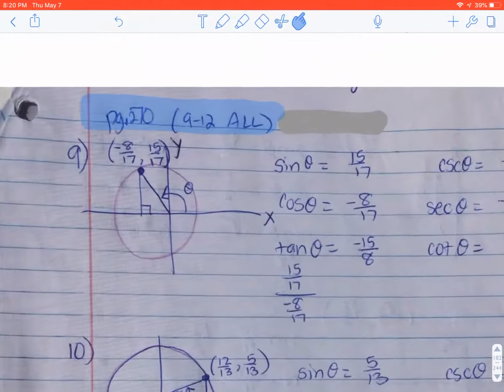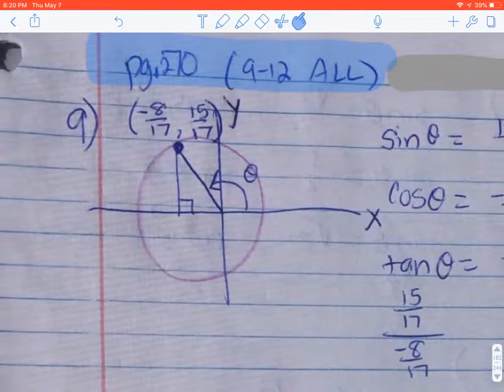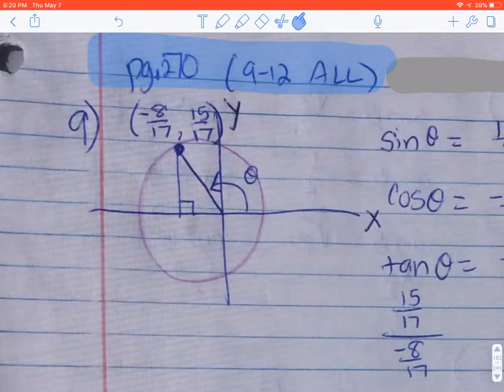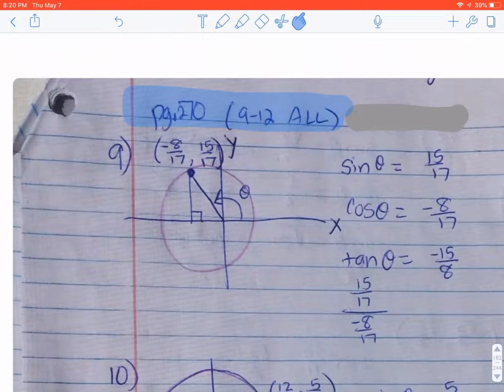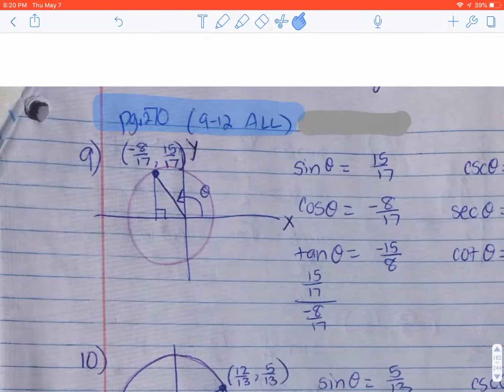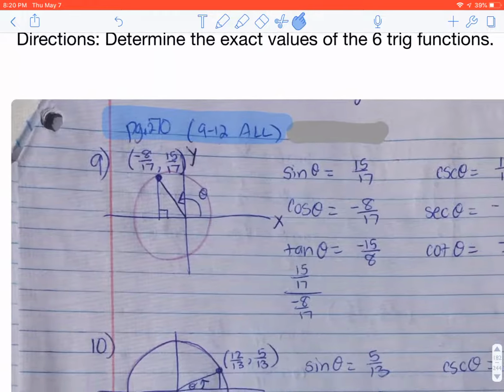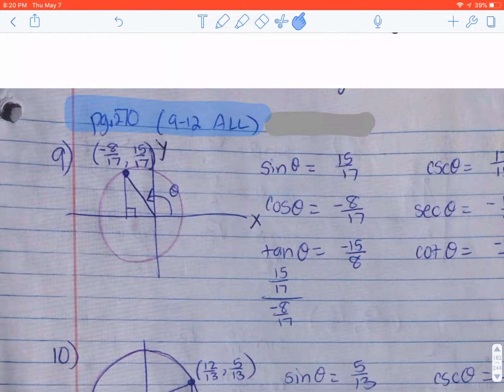Okay, so number 9 gave you the point negative 8 over 17, comma, 15 over 17. So remember, your ordered pairs are always cosine, comma, sine. When they ask you to find your 6 trig functions, I started with sine, but again, it doesn't matter. Just make sure you remember that your cosine comes first and your sine comes second. So your cosine theta is negative 8 over 17. Your sine theta is 15 over 17.